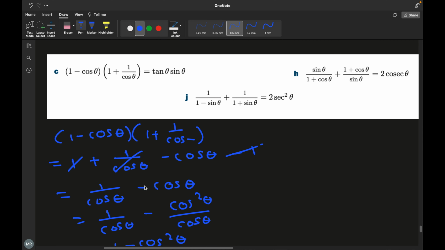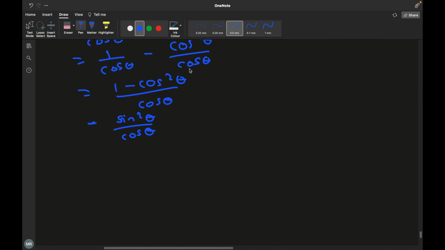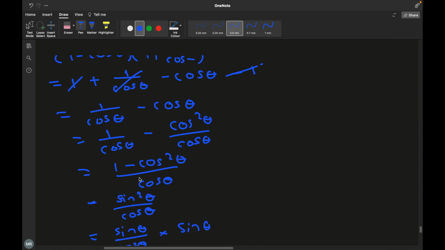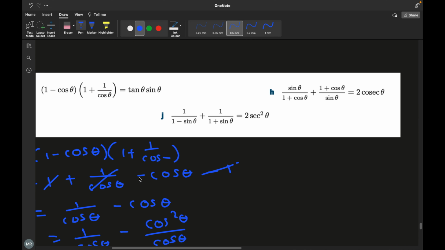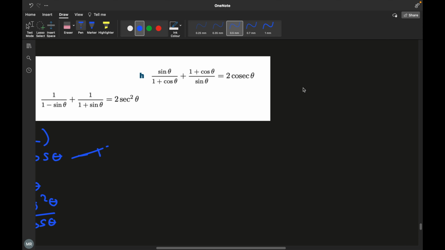And now they want it in this form, right? So what we can do is write sine theta by cos theta into sine theta. We know that this is tan theta into sine theta. Therefore, proved. This is how you approach a question. And now let's solve this one.